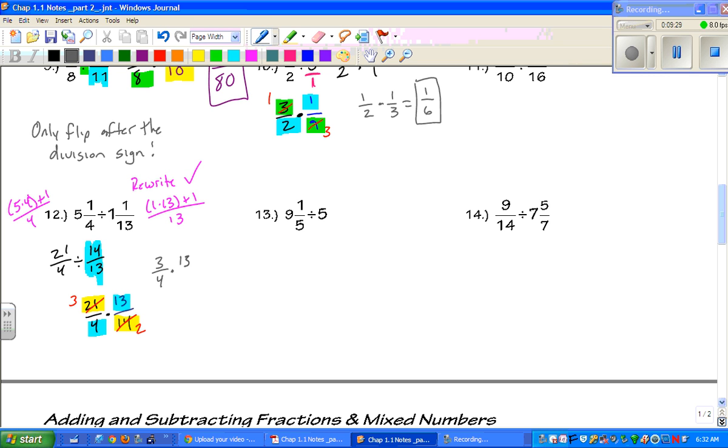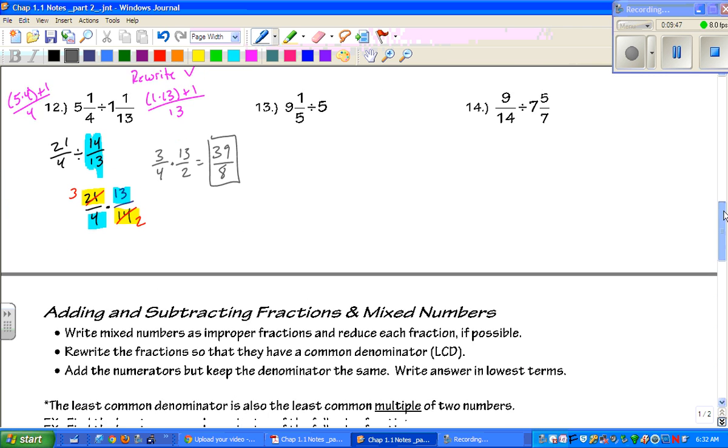So 3 over 4 times 13 over 2. Multiply those across, and you get 39 over 8. Okay? Any questions?